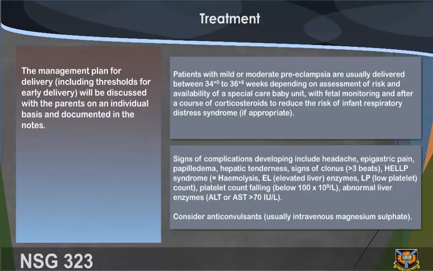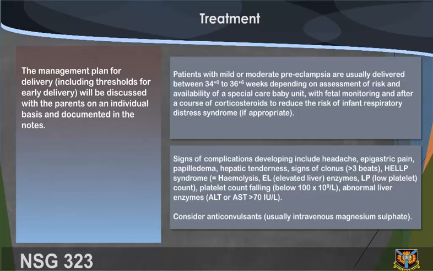The management plan for delivery, including thresholds for early delivery, will be discussed with the parents on an individual basis and documented in the notes. Patients with mild or moderate preeclampsia are usually delivered between 34 to 36 weeks, depending on assessment of risk and availability of a special care baby unit, with fetal monitoring and after a course of corticosteroids to reduce the risk of infant respiratory distress syndrome, if appropriate.